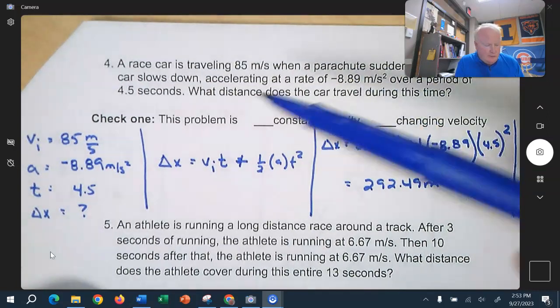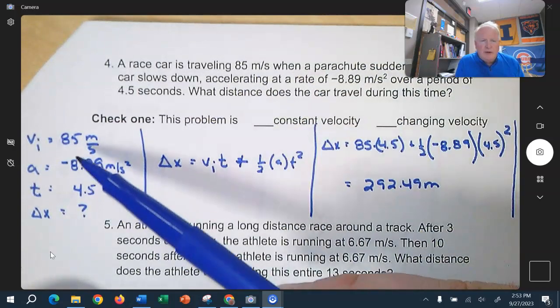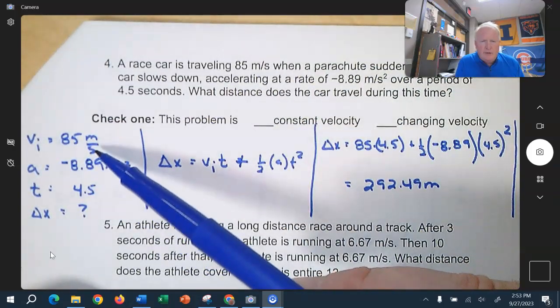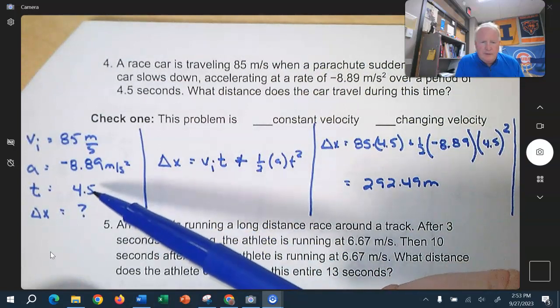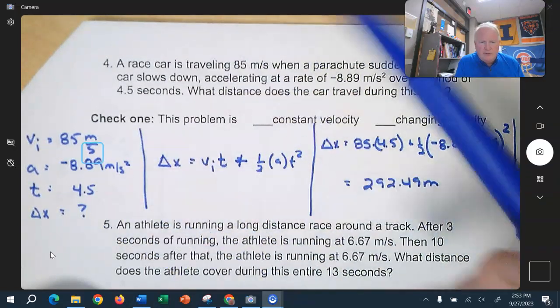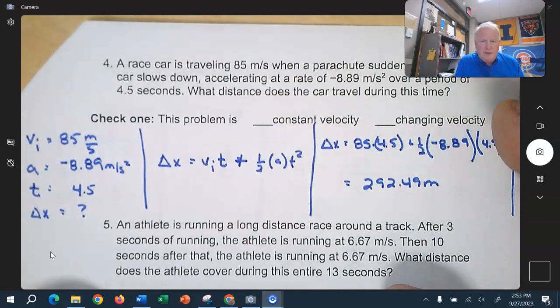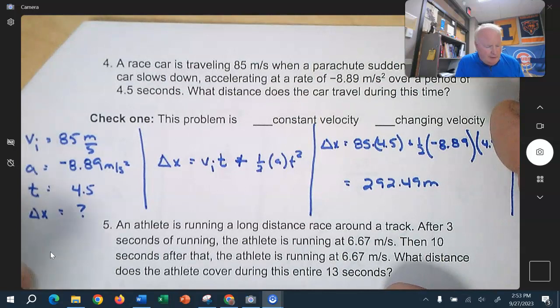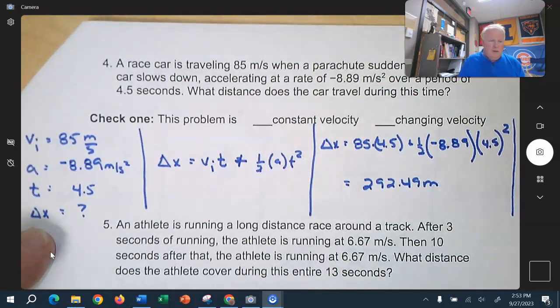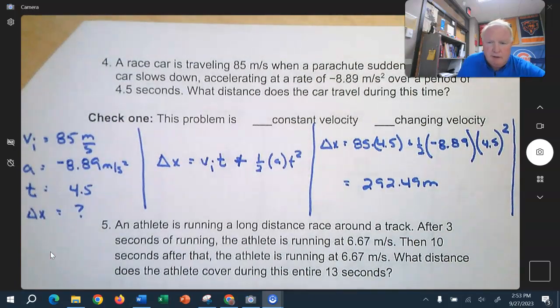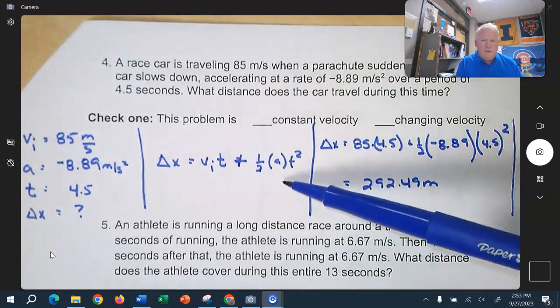All right, question 4, race car driver. We've got an initial velocity of 85. We've got an acceleration of negative 8.9 and a time of 4.5, and they ask for x. So they don't tell us the final velocity. So when they gave us x, or they asked us to find x, now we're like, okay, we've got the beginnings of trying to pick out which one of these is going to work.